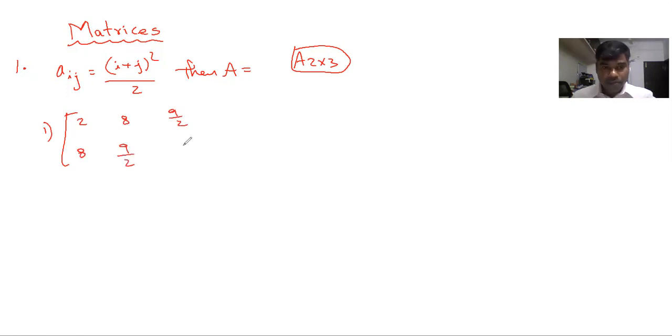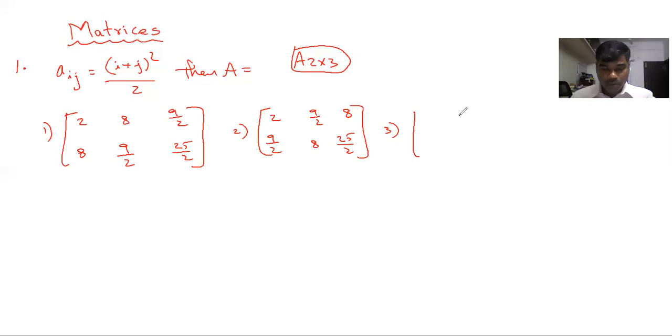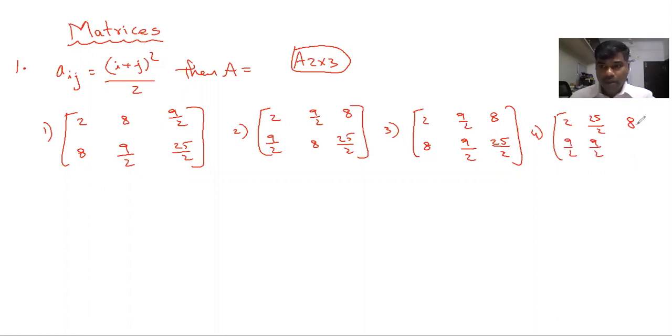The options are: 2, 9 by 2, 25 by 2, and 2, 9 by 2, 8, 9 by 2, 8, 25 by 2, and 2, 9 by 2. I want to save this time for the future classes. If everyone has the material with you, then I can directly refer to that and explain. So the options are 2, 25 by 2, 8, 9 by 2, 9 by 2, and 8.